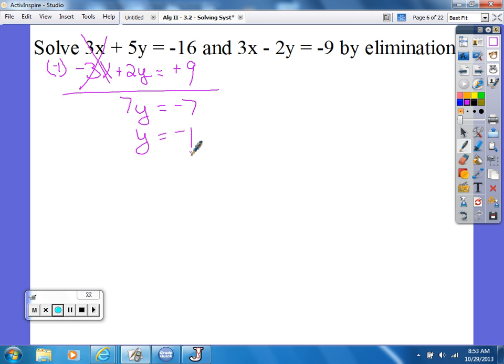Now you do exactly what you did whenever you were doing substitution. You pick whichever equation that you like best and plug it in. Go ahead and plug in negative 1 and find your x.